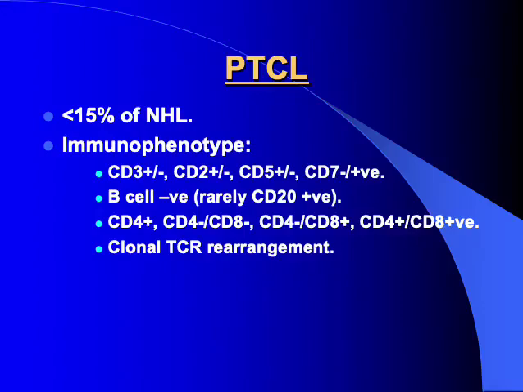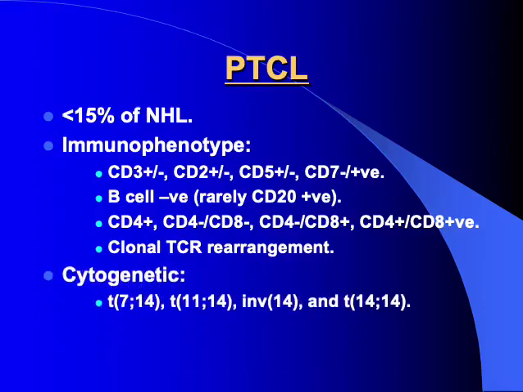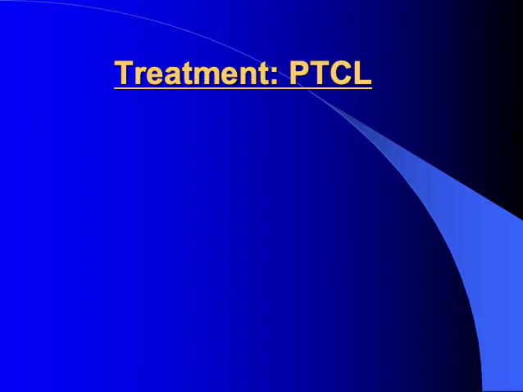This is the immunophenotype of the peripheral T cell lymphoma. The lower CDs, CD2, CD3, CD5, 7, and B cell markers have to be negative. Rarely we see some CD20 positive, but that's not the common scenario. The clonal TCR rearrangement is very characteristic and diagnostic for T cell lymphoma, the clonality of T cell receptor rearrangement. There are some cytogenetics associated with the peripheral T cell lymphoma.